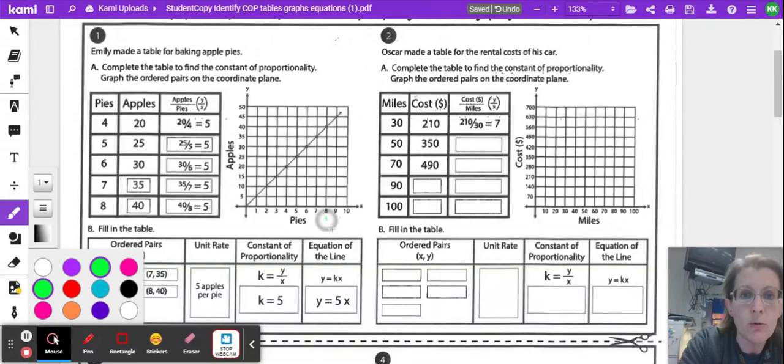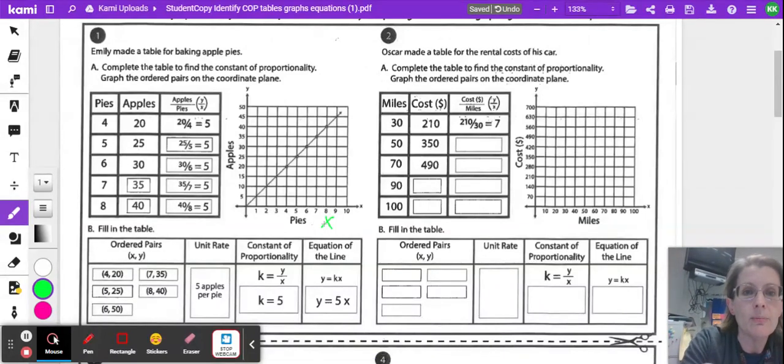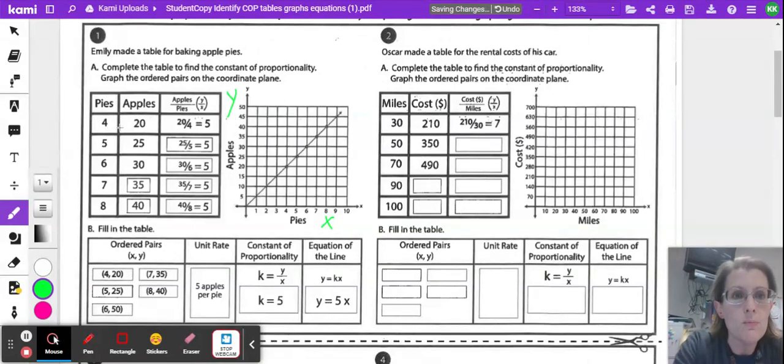Pies has to be the x-axis, so apples has to be the y-axis. So in each point, they found like 4 apples went up to 20 pies. 5 apples went up to 25 pies. So apples is our y and pies is our x. And then they just did what we did. They took the y divided by the x to find the constant of proportionality was 5. So that's what we're going to do in this example.